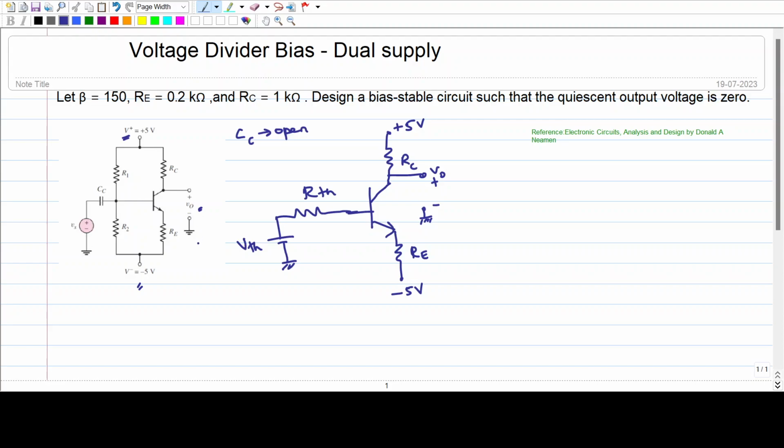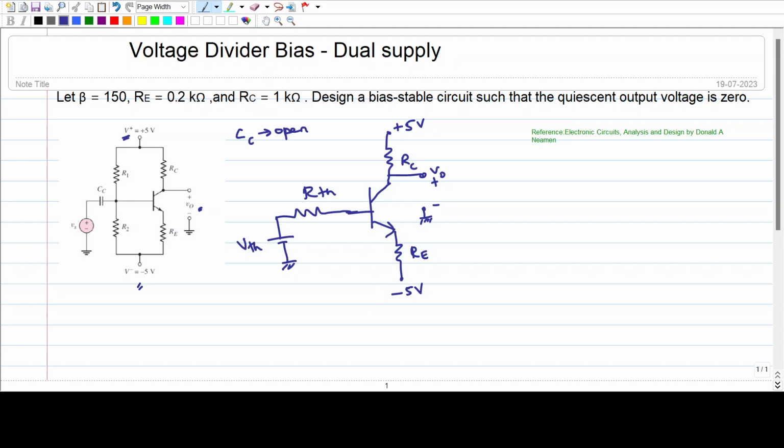Now the first thing is we have to draw the DC equivalent circuit. To draw the DC equivalent circuit, we have to make the capacitors open. So we will get only this R1 and R2 and the remaining part. Now we already saw how to get this VTH and RTH. But here we are having two supplies, one is plus 5, another one is minus 5. So now we will see how to get this VTH.